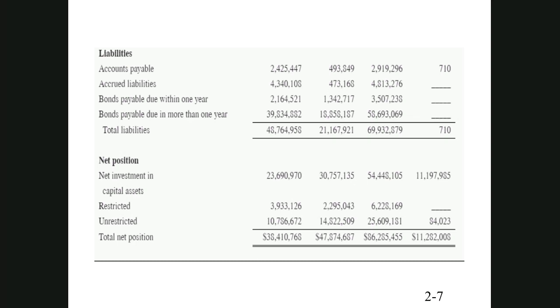Here is the bottom half of the report, liabilities, and then assets minus liabilities gives you net position, and here are those 3 components that I talked about in a prior slide.